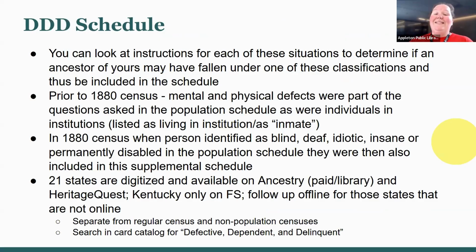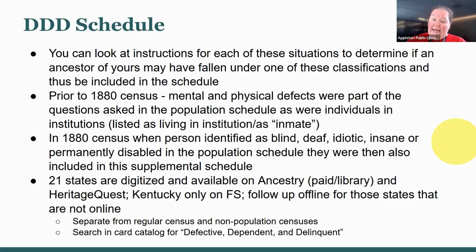Also, prior to the 1880 census, they did have some notation of some mental and physical defects that they asked about in those population schedules. So sometimes they list people in institutions or as an inmate, something like that. In the 1880 census, when you're looking at the regular census, if it has a person identified as blind, deaf, idiotic, insane, or permanently disabled, they were also included in this DDD schedule.